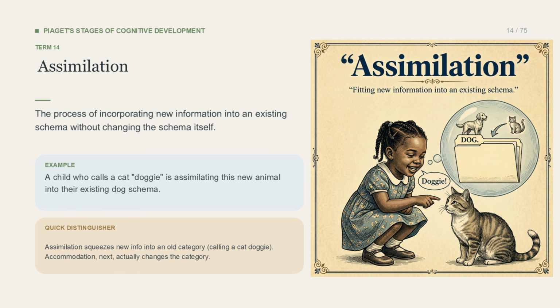14. Assimilation. Assimilation happens when we fit new information into a schema we already have. So when a child sees a cat and calls it a doggy, the child is assimilating the cat into that existing dog schema.